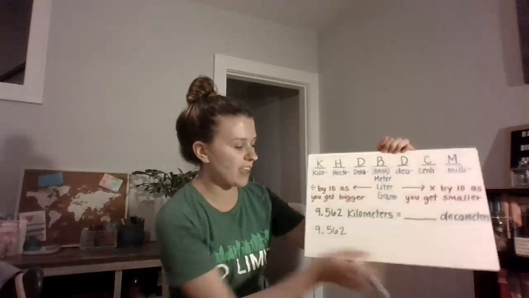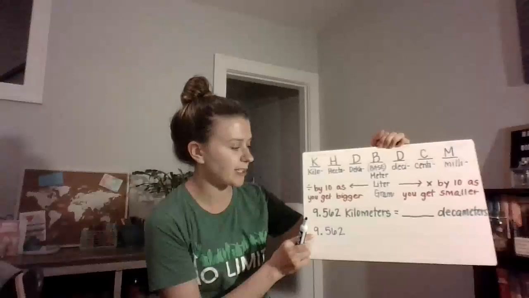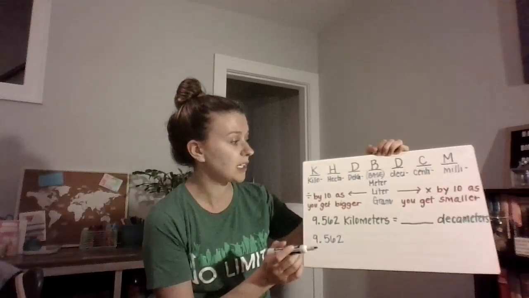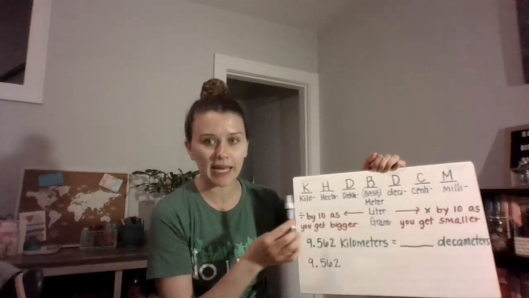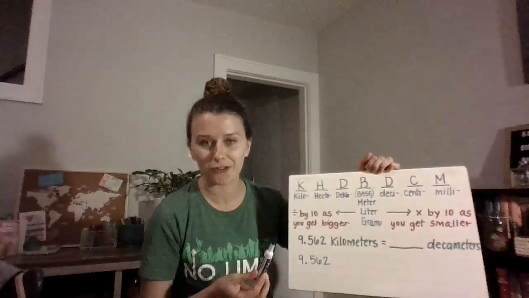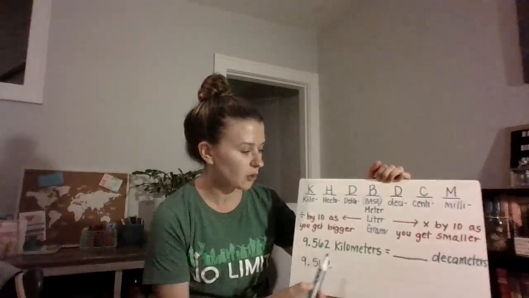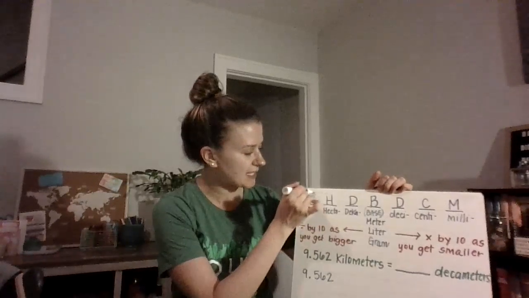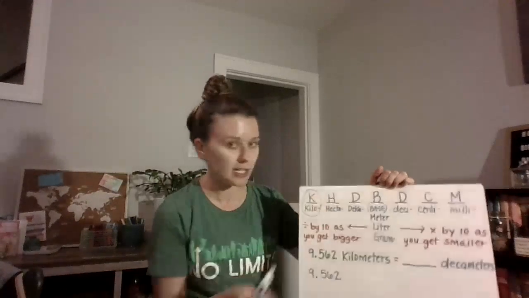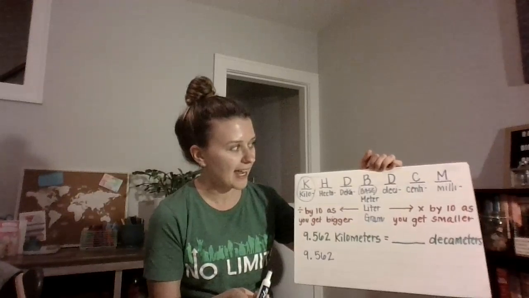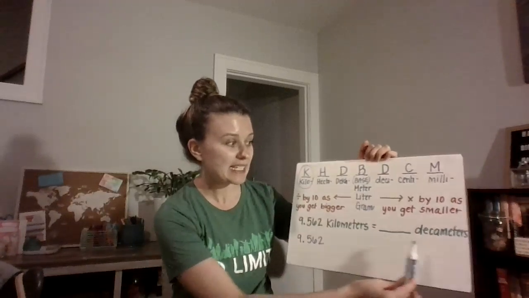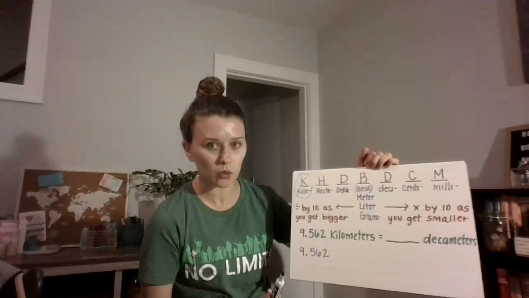So I'm going to get out my dry erase marker. And we are starting with our 9 and 562 thousandths kilometers. So looking at my King Henry chart that I drew, I'm going to circle where kilometers are, and that is right here. And I am finding how many decameters that is equal to.